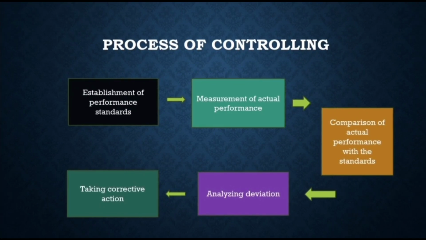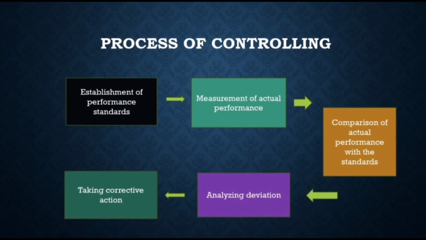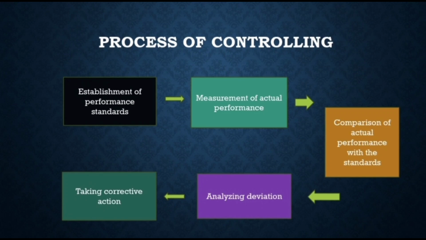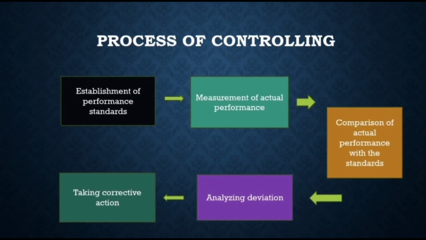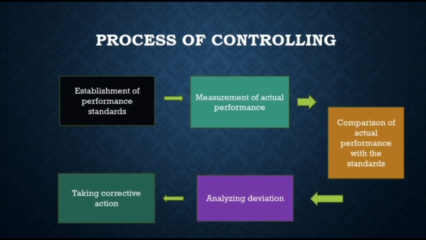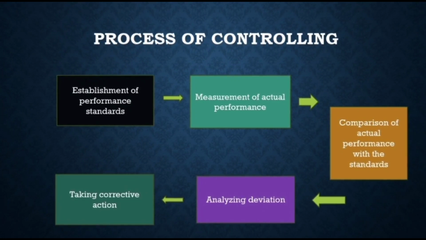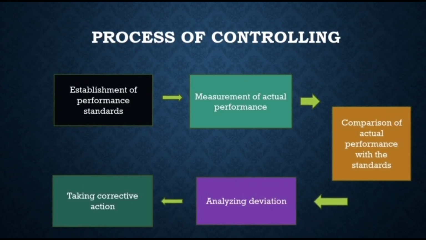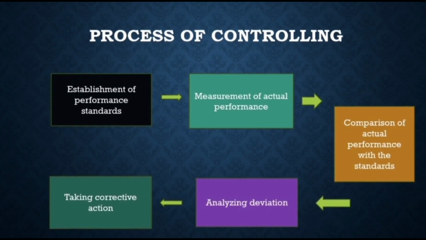Now come to the third step of the process of controlling, which is to compare the actual performance of the organization with the established standard. By comparing the actual performance with the standard, an organization can determine the deviation between them. If the actual performance of the organization matches the set standard, then the controlling process ends after the third step, which means everything is in control of the firm.